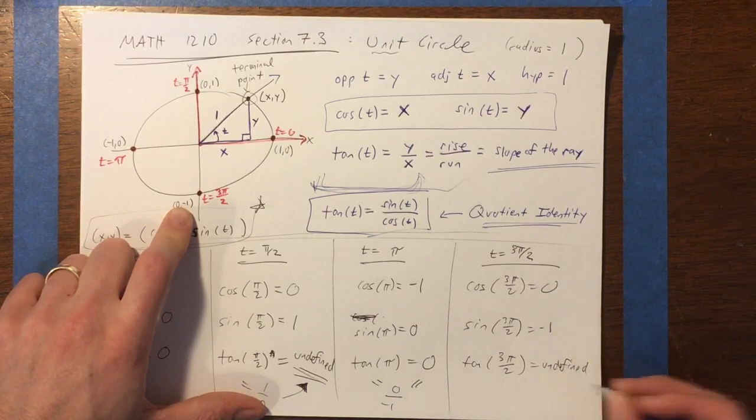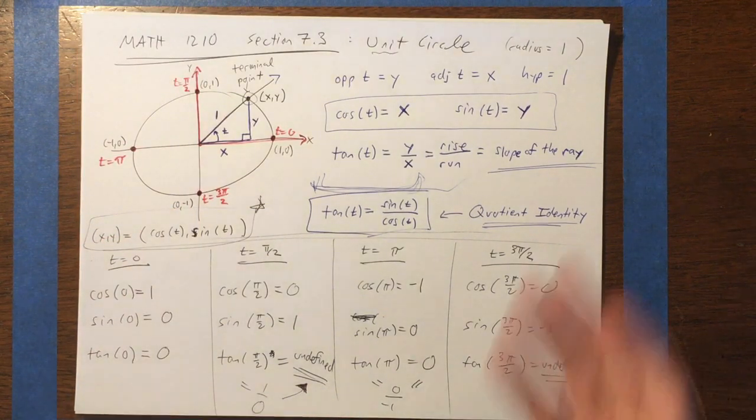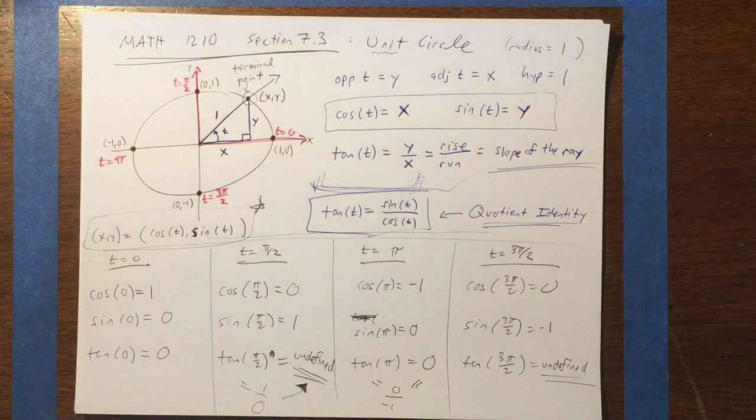So I focused on those 4 points, but we're going to do this same idea with x and y coordinates for any angle. In particular, we're going to be looking at the special angles, pi over 6, pi over 3, pi over 4, and then a bunch of other angles that are going to refer back to those ones.